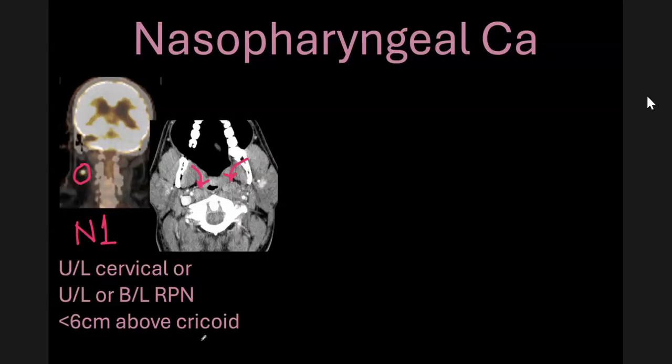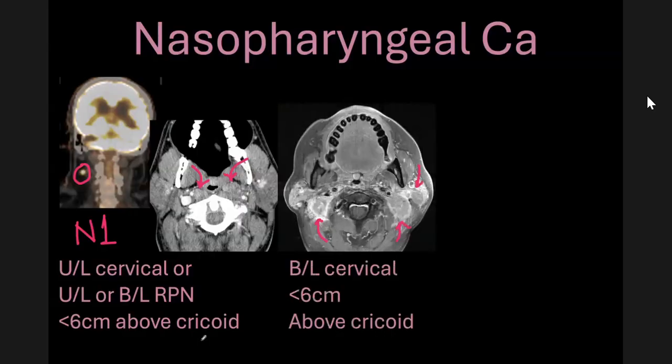So unilateral, that means on one side, cervical lymph nodes, or unilateral or bilateral retropharyngeal lymph nodes, again, less than 6 centimeter, that are above the cricoid. And again, inferior margin of the cricoid is the landmark. So all these lymph nodes that are above the cricoid, that is N1 stage. Then bilateral lymph nodes, again, less than 6 centimeter above the cricoid, whether or not they are bilateral or contralateral, that is the N2 stage.